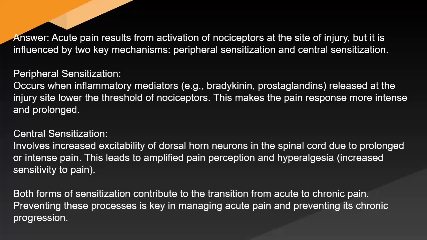Central sensitization involves increased excitability of dorsal horn neurons in the spinal cord due to prolonged or intense pain. This leads to amplified pain perception and hyperalgesia, increased sensitivity to pain. Both forms of sensitization contribute to the transition from acute to chronic pain. Preventing these processes is key in managing acute pain and preventing its chronic progression.